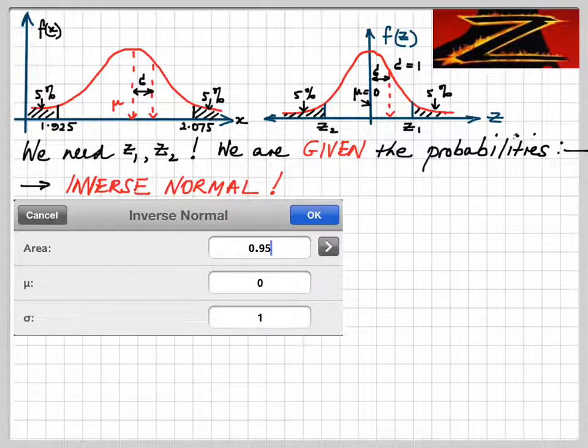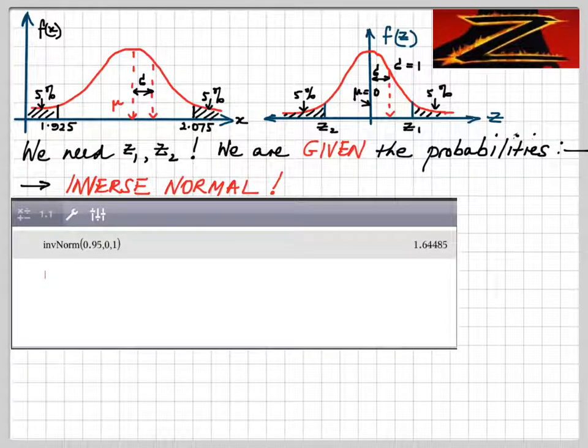Because we're going backwards. Now, what I've done there is I've plugged it into my trusty calculator, and I've plugged in the values for the area. In this case, I'm going for 0.95, and I'm going for mu of 0 and sigma of 1. That's the standard normal situation. And what do I get? 1.64485. Okay, that's what I get. Now that is the Z value for the equivalent of the 2.075 length.